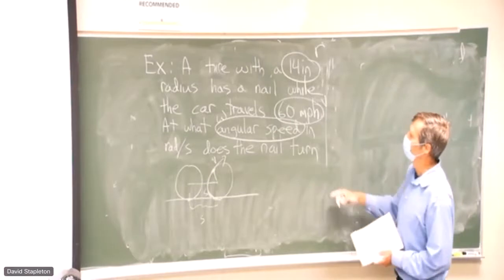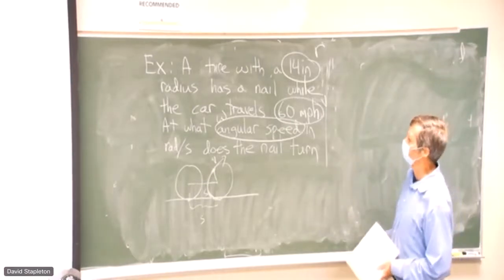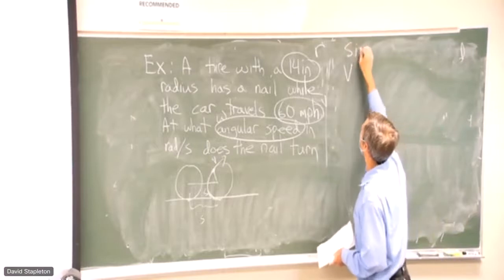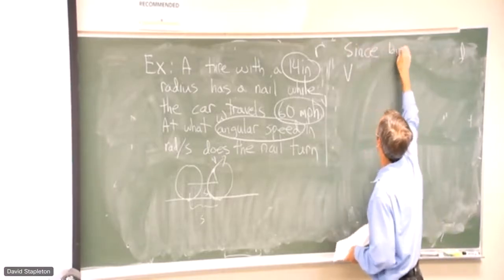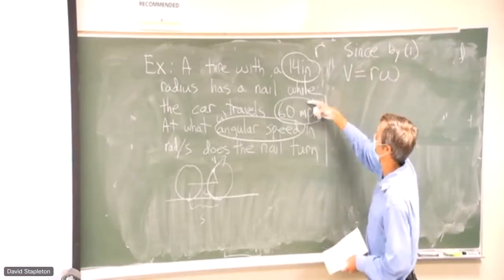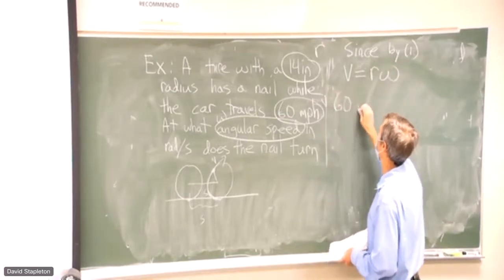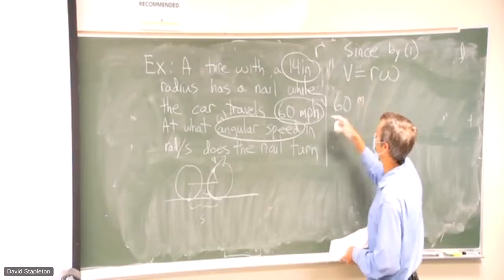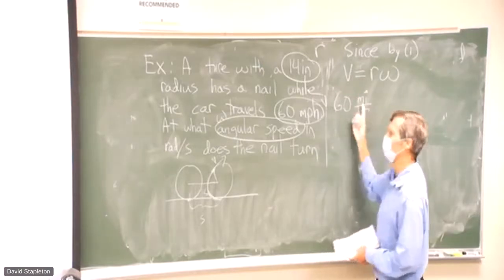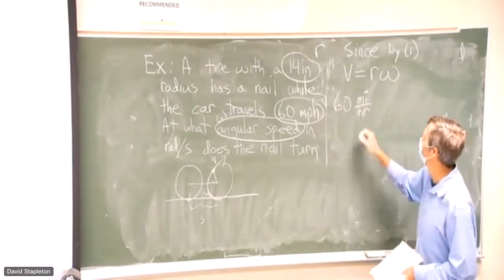And you write a letter for the thing you want to find, and then you write an equation relating them. Since by our formula there was V equals R omega, we can now write 60 miles per hour, and this is why you have to write the units in. But instead of MPH, I want to write it as a quotient, miles divided by hours. That's the same thing as miles per hour.